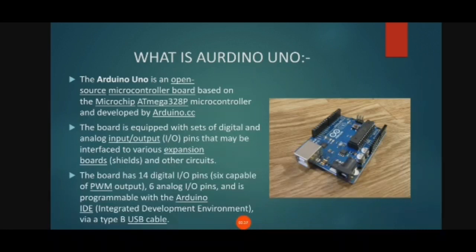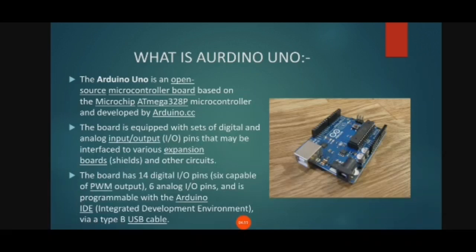The microcontroller is Microchip Atmega 328P. Its operating voltage is 5 volt, input voltage is 7 to 20 volts. Digital I/O pins are 14, out of which 6 can provide PWM output. It has one UART, one I2C, one SPI, 6 analog input pins. Then DC current per I/O pin is 20 mA. DC current for 3.3 volt pin is 50 mA.